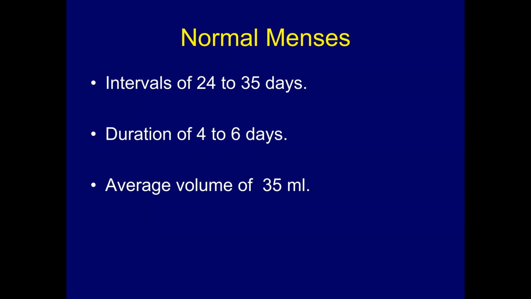The anovulatory cycles, or certain people with polycystic ovaries, will have a prolonged cycle. They will have 40 days, 45 days. Up to 35 days is acceptable. Duration of bleeding, 4 to 6 days is usually acceptable, maximum 7 days. Average volume, 35 cc, okay? And that's being measured by weight.